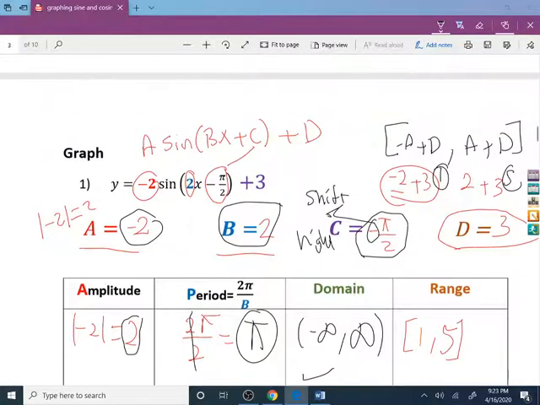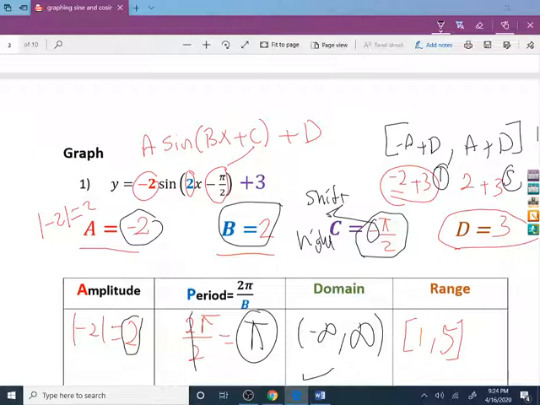How do I get the range? Look, negative A plus D. A is negative 2, so 2 plus 3 is 5. Then the minimum is 1 and the maximum is 5. Let us see if we get these values. The maximum value of y is 5, the minimum value of y is what?